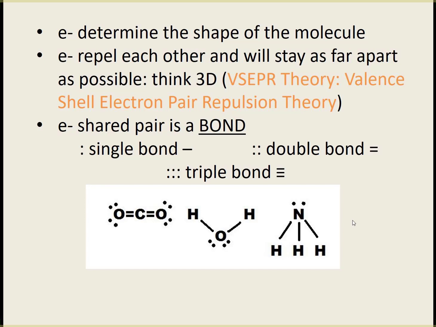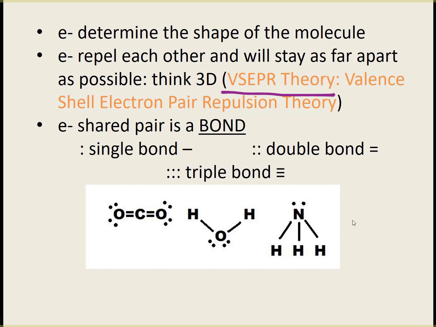So these are some rules that you should know. First of all, the electrons determine the shape of the molecule. Electrons, because they're negative, they repel each other, and they want to stay as far away from each other as possible. And you really need to think 3D. Now this electron repulsion, it's also called VSEPR theory, valence shell electron pair repulsion theory. And it means that our molecules will be 3D, so they're not going to be flat on a plane. They will be 3D structures.